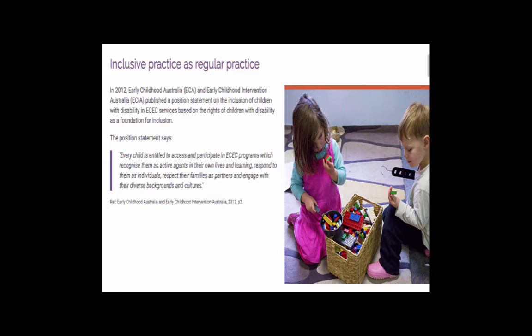This slide draws on the joint paper written by Early Childhood Australia and Early Childhood Intervention Australia, 2 peak bodies, of course, in the early years, who published a position statement on the inclusion of children, in particular with disabilities. The position statement is again referenced in the reference list for these slides and is easily accessible for you to download on the website. So every child is entitled to access and participate in an early childhood program which recognises them as active agents in their own lives, responds to them as individuals, respects their families and partners, and engages with their diverse backgrounds and cultures.